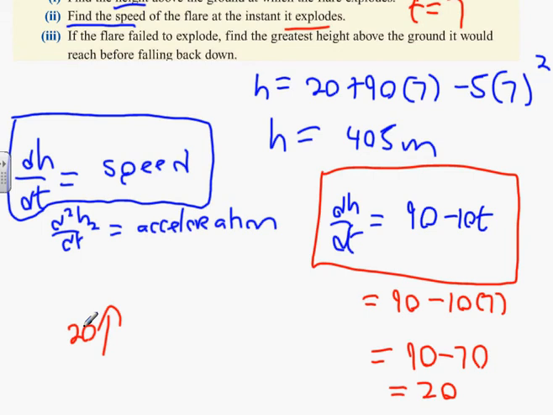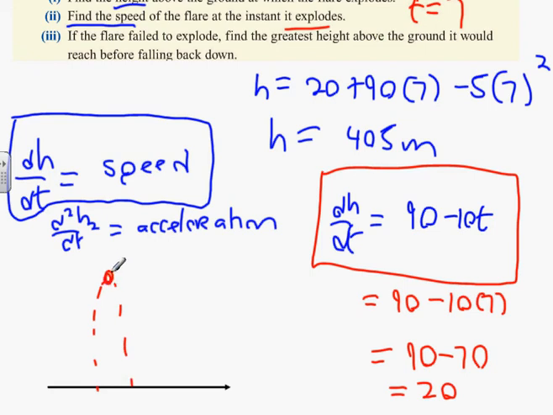If the flare failed to explode, find the greatest height above the ground it would reach before falling back down. When an object reaches its greatest height, whether you be throwing up a tennis ball or kicking a football in the air, when does the tennis ball momentarily stop, or when does the flare momentarily stop in the air? And what happens to its speed? Speed becomes 0. dh/dt equals 0.